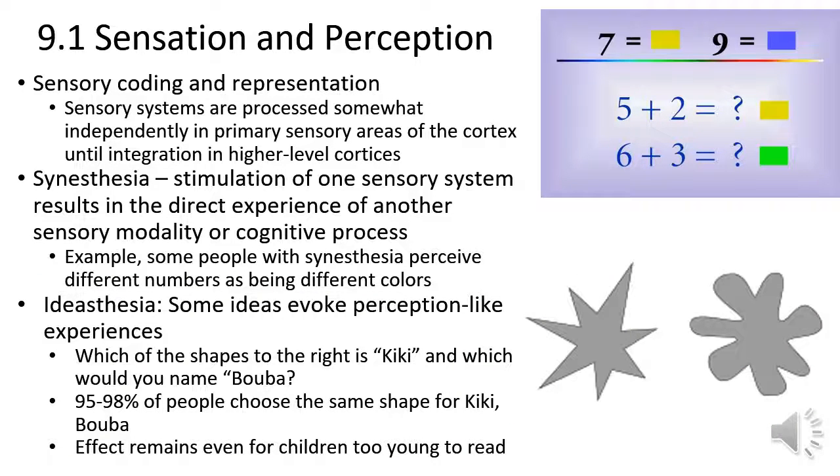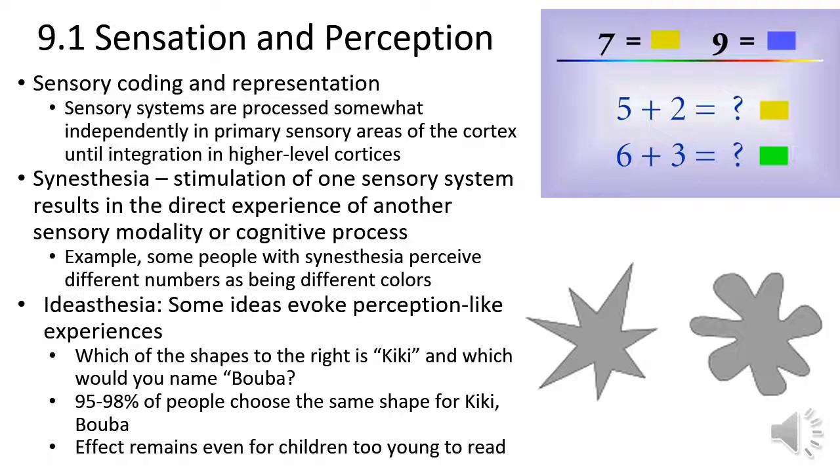Okay, sensory systems are processed somewhat independently in primary sensory areas. So there's an auditory sensory area, primary visual area. They're processed from their sensory organs somewhat independently and then combined in the cortex or integrated in higher level cortices.